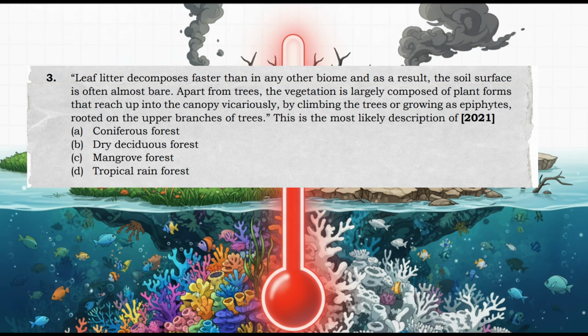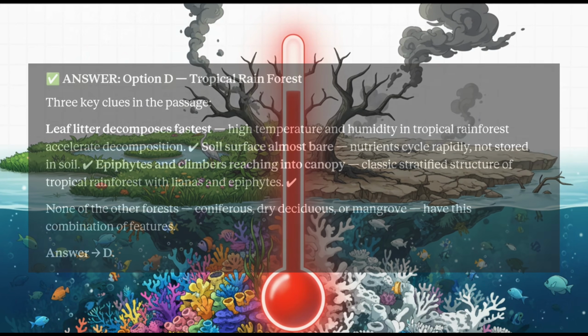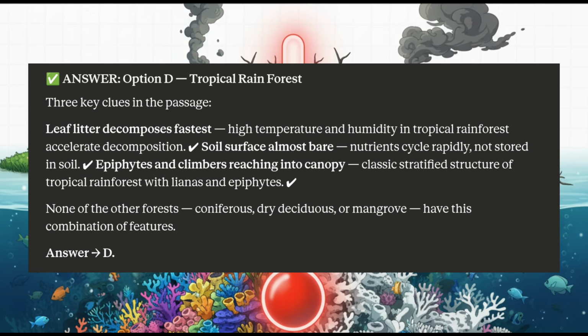This is the most likely description of which forest? Option A, coniferous forest. Option B, dry deciduous forest. Option C, mangrove forest. Option D, tropical rain forest. Answer, option D, tropical rain forest. Three key clues in the passage. Leaf litter decomposes fastest: high temperature and humidity in tropical rainforest accelerate decomposition.